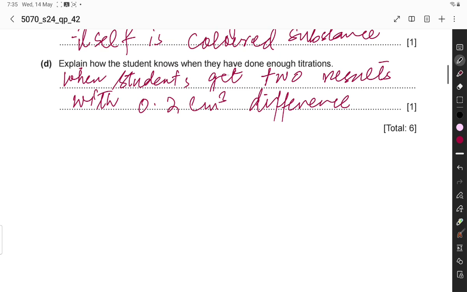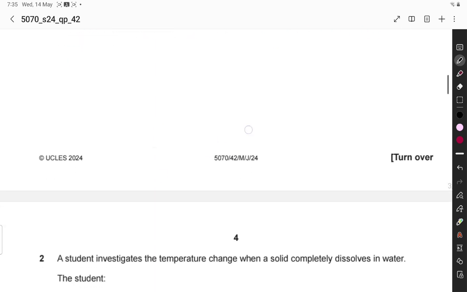Explain how the student knows that they have done enough titrations. When the student gets two results with a 0.2 cm³ difference in volume.